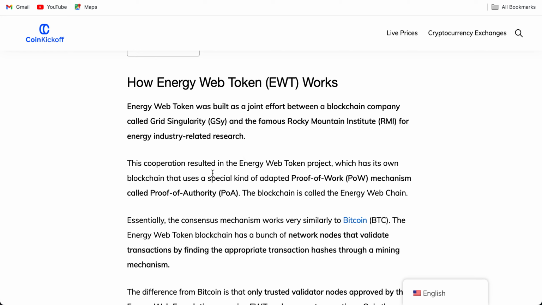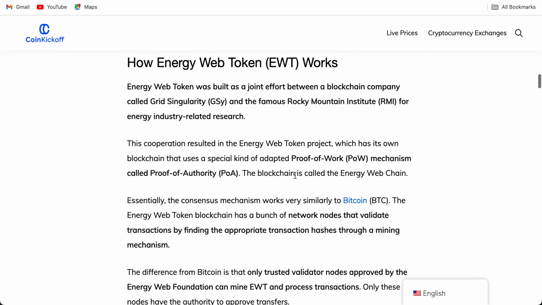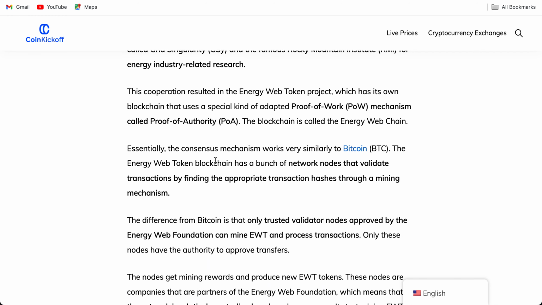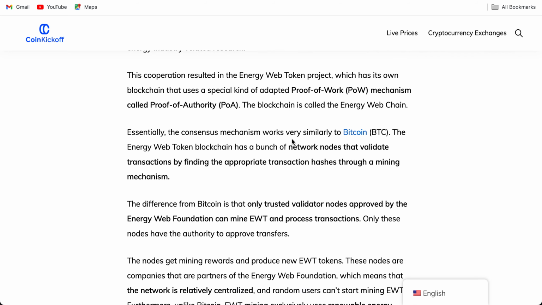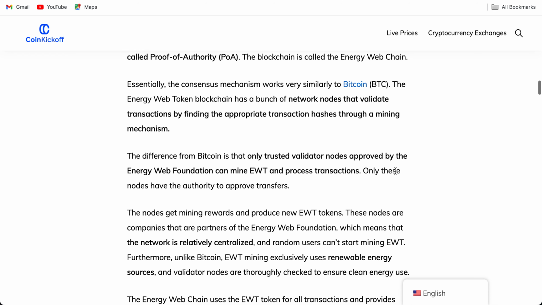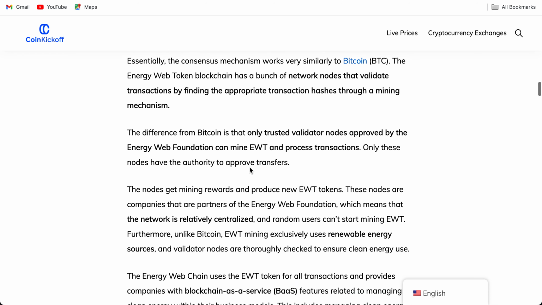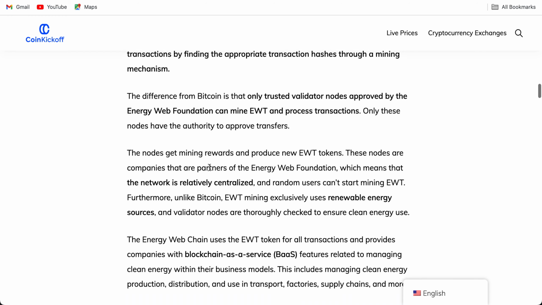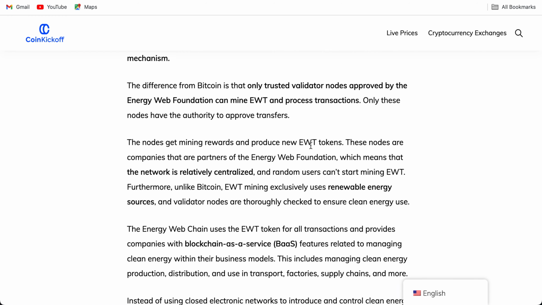This cooperation resulted in the Energy Web token project, which has its own blockchain that uses a special kind of adapted proof of work mechanism called proof of authority. The blockchain is called the Energy Web chain. Essentially, the consensus mechanism works very similarly to Bitcoin. The Energy Web token blockchain has a bunch of network nodes that validate transactions by finding the appropriate transaction hashes through a mining mechanism. The difference from Bitcoin is that only trusted validator nodes approved by the Energy Web Foundation can mine EWT and process transactions. Only these nodes have the authority to approve transfers. The nodes get mining rewards and produce new EWT tokens.